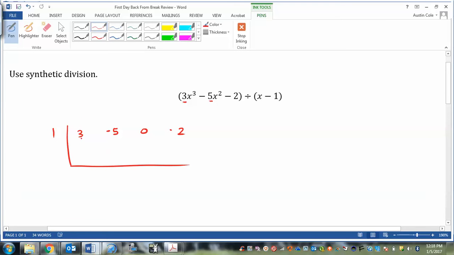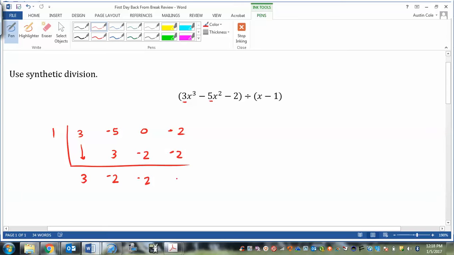Okay, to start, I'm going to bring down my 3. I'm going to multiply to get 3, and then add to get negative 2. Multiply to get negative 2, add to get negative 2, add to get negative 2. Did I do something wrong here? Or is this right? Right, that's right.